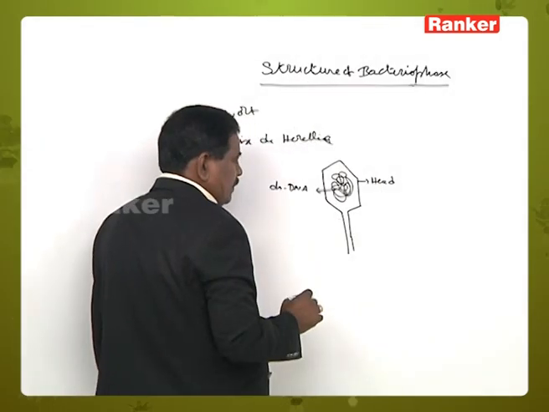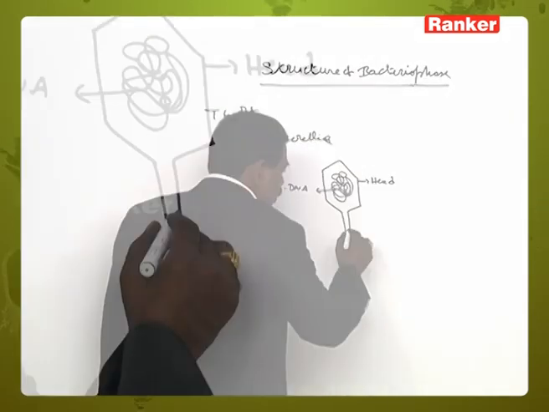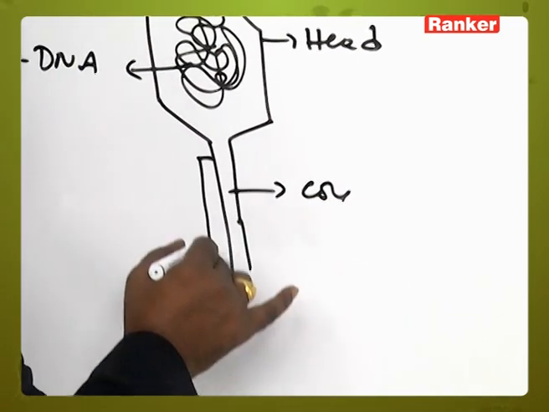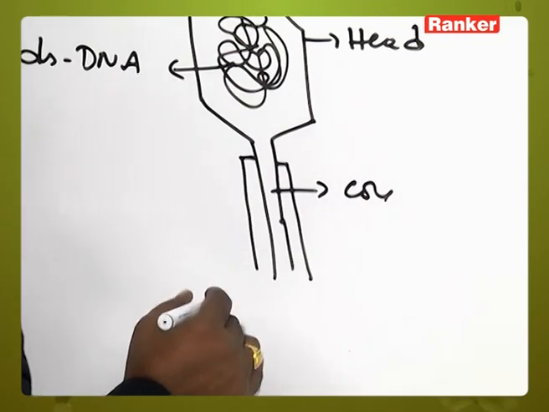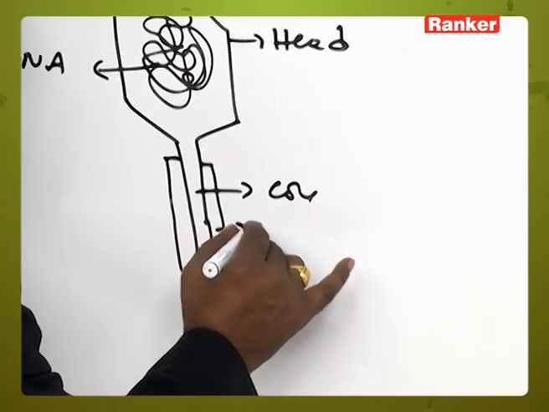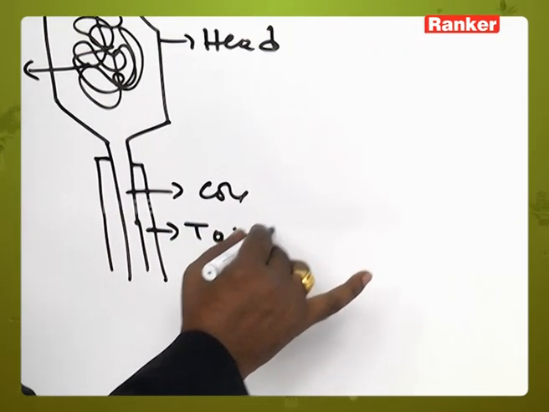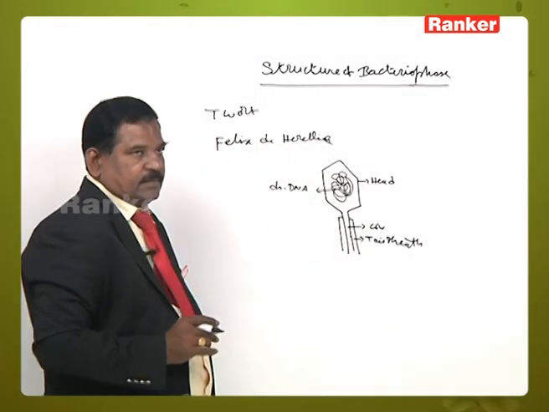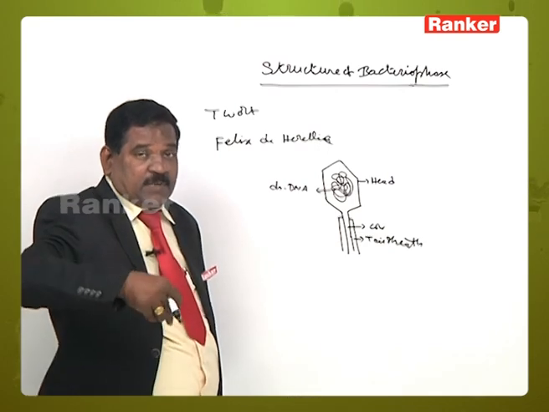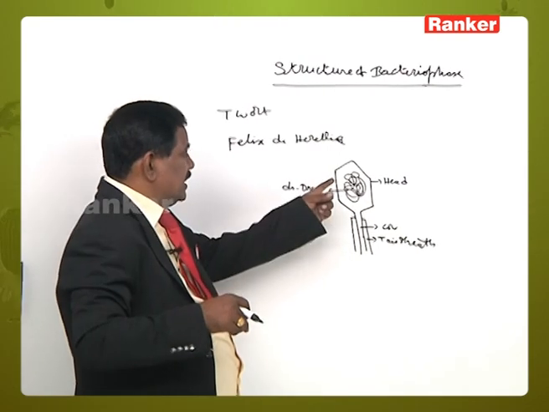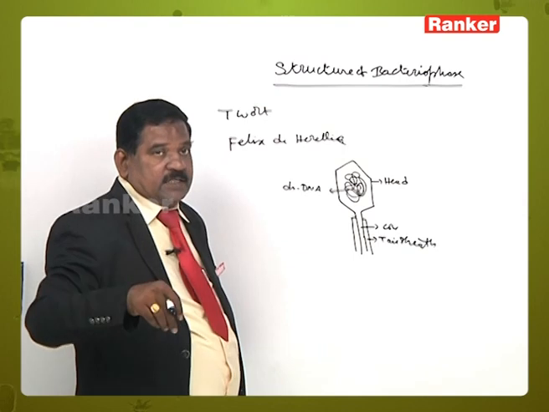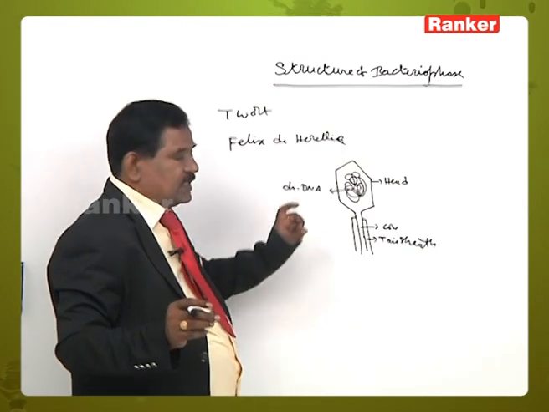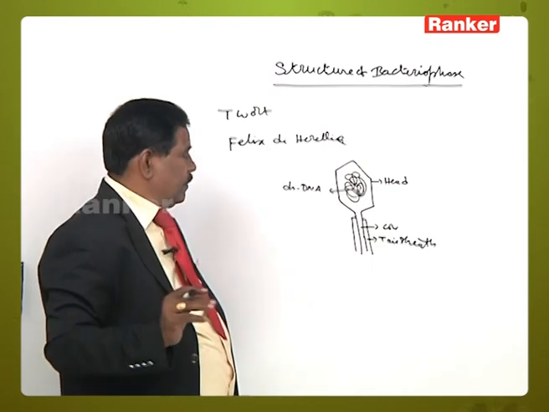Tail region: centrally there is a core, and around that is a capsid called the tail sheath. In the tail sheath, capsomeres are arranged spirally. So the head has cubical symmetry and the tail has spiral symmetry. So it shows binal symmetry, and this virus is a complex virus.